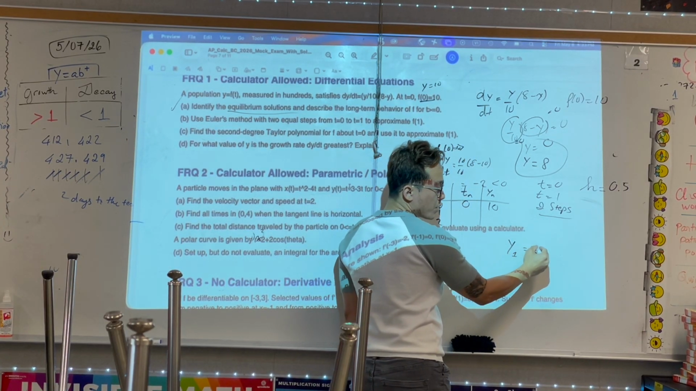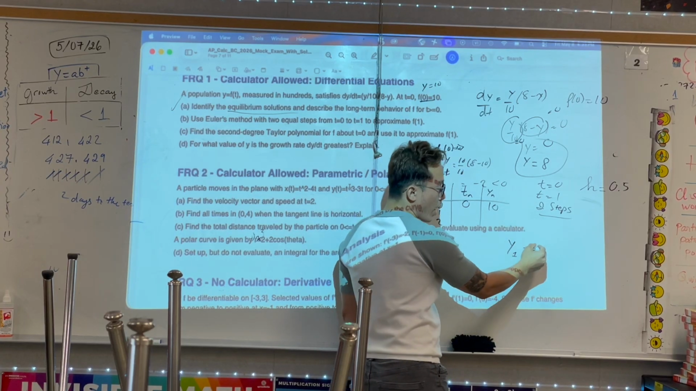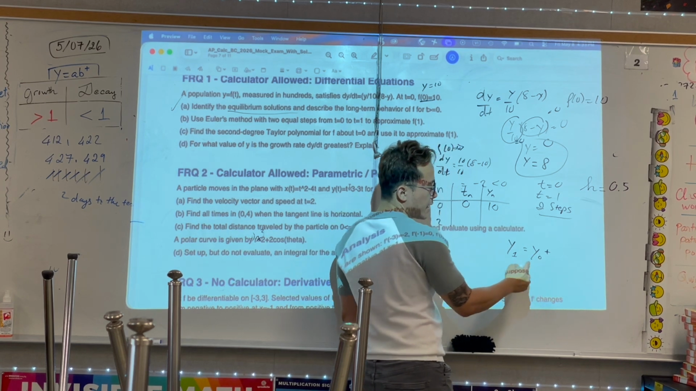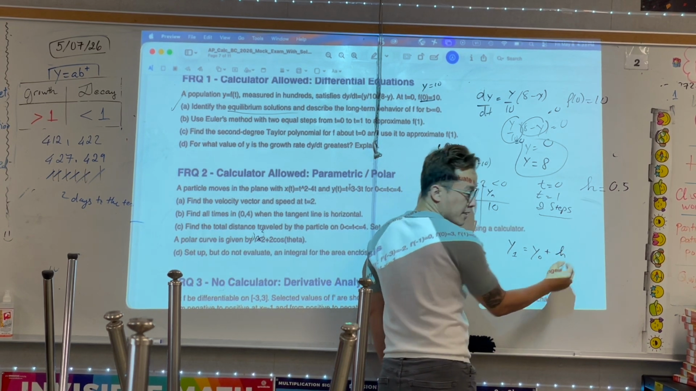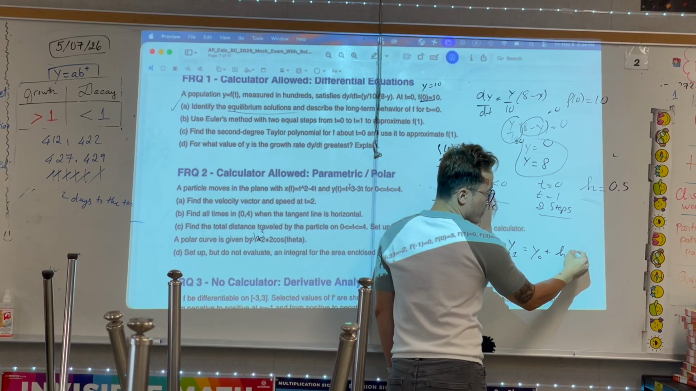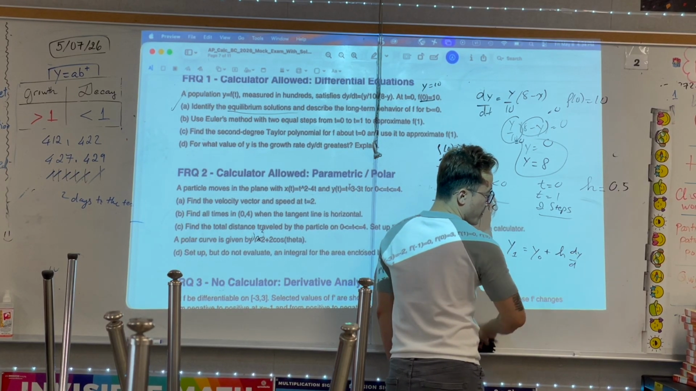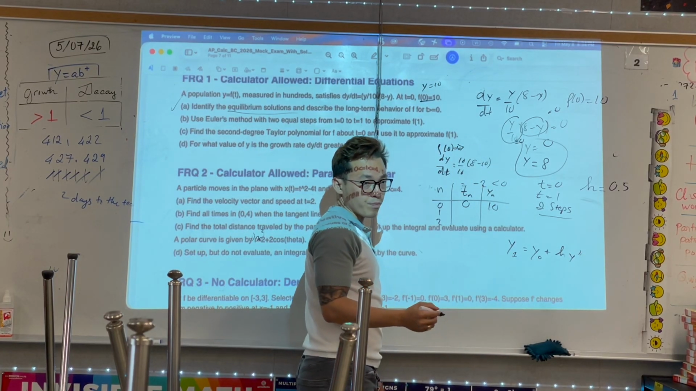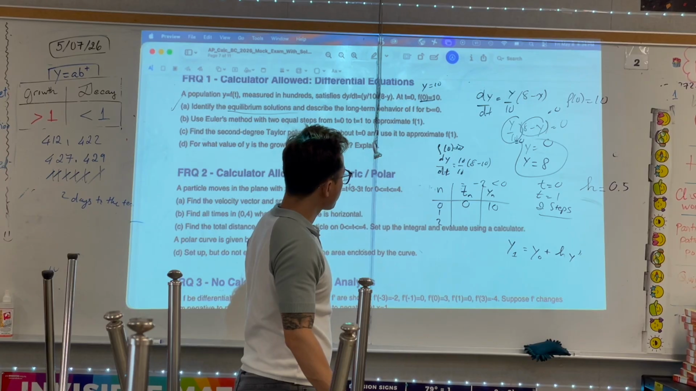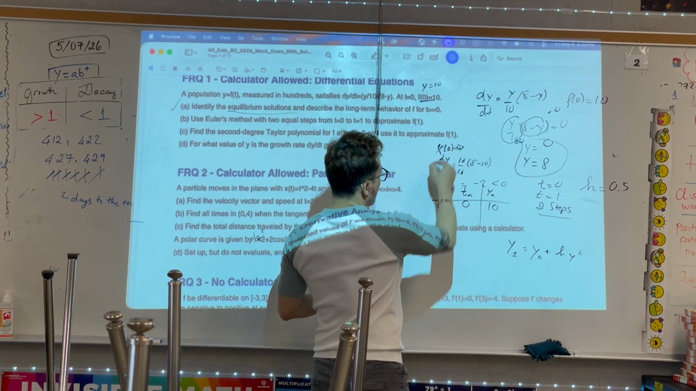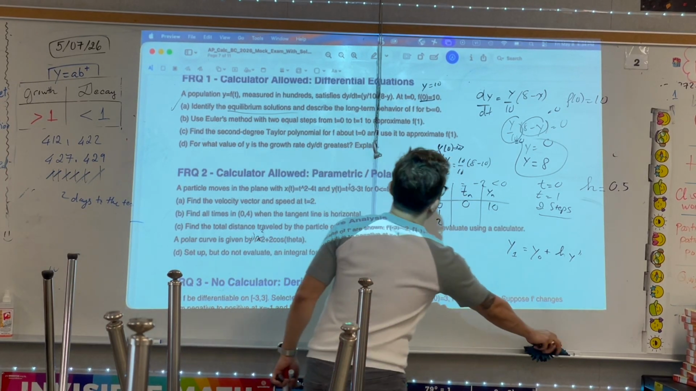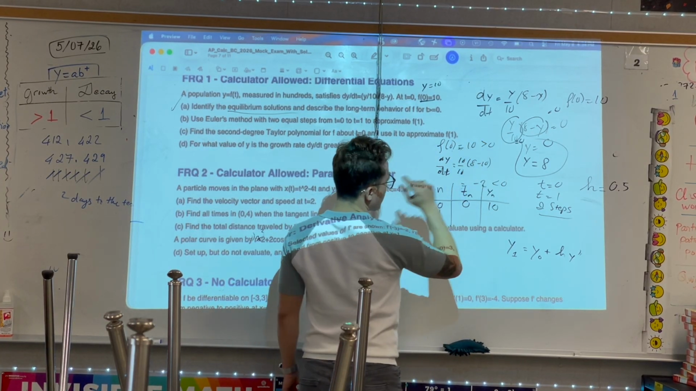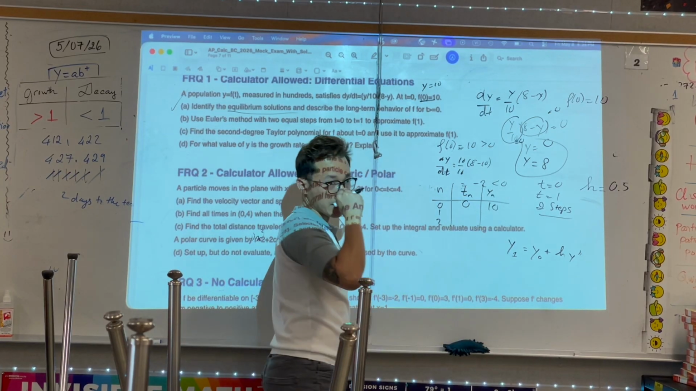y1 equals the previous step, y0, which is 10, right? But later we're going to plug it in. Plus h, which is the step size, times the derivative. That's the Euler method. What's that up there? F0. F0 equals 10. So f of 0 equals 10. This is positive, but this guy here is negative. So that's decreasing.